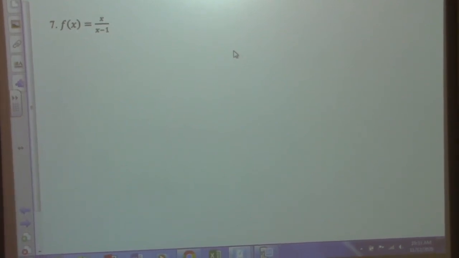Okay, if you could do this number 7 here, we'll find the critical numbers. Do you have to use the quotient rule? That's what I would do.